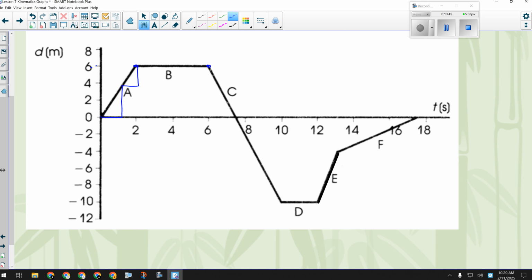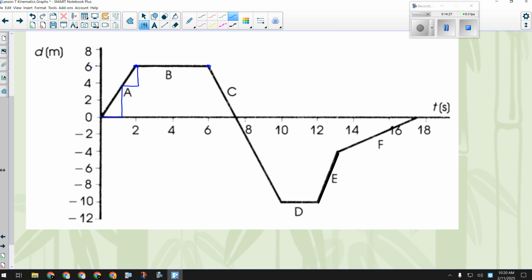What's it doing in part D? Not moving, yeah. It stays at a position of negative 10 meters for all of D, right? It doesn't go anywhere. Its position doesn't change. Does a horizontal line always mean, regardless of what kind of graph you're on, there's no change? Yeah, it means there's no change in Y. There's a change in X, time is passing, okay? But a horizontal line always means there's no change in Y, okay?